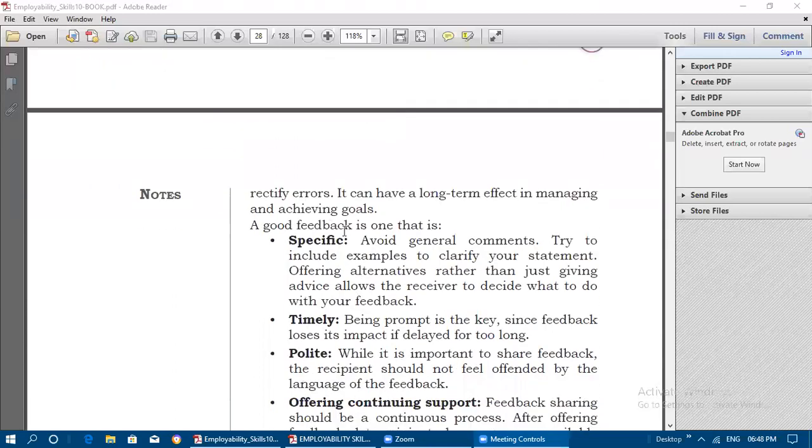A good feedback should be a specific one. It will avoid general comments. Try to include examples to clarify your statements. Offering alternatives rather than just giving advice allows the receiver to decide what to do with your feedback.